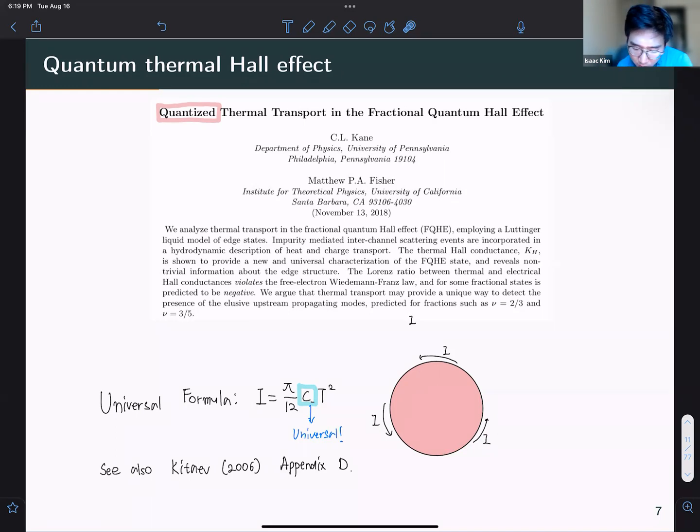And the expression for that energy current has a universal form. There's pi/12 times C minus, which is something that comes from conformal field theory, times T squared, where T is the temperature. And again, this is independent of the microscopic details. I is the magnitude of the energy current, and this thing is only determined by the temperature and this value C minus.